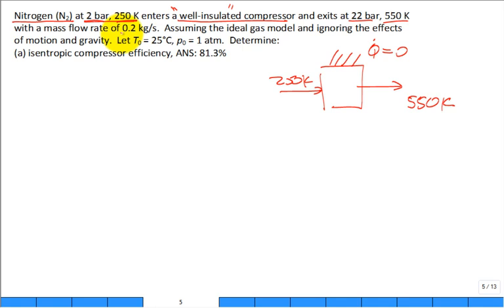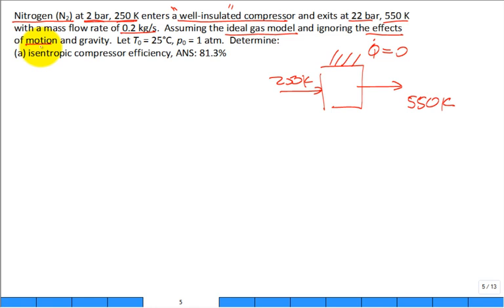It has a mass flow rate of 0.2 kilograms per second. We assume the ideal gas model. Even if they didn't tell you, you could justify it. You go back and calculate that compressibility factor Z for both inlet and outlet, find that it's very close to 1. It's justifiable. But this saves us some time. We're just going to treat it as if it's an ideal gas. Always an ideal gas everywhere through our system. Great. And you ignore the effects of motion.